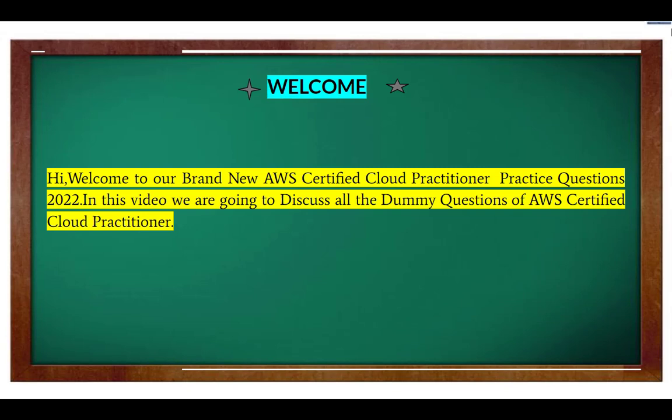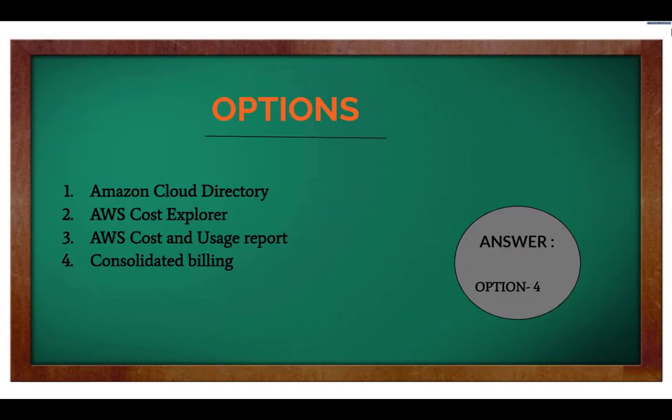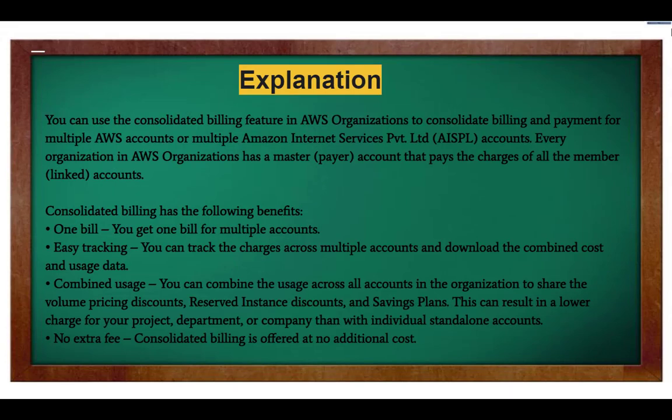And let's get started. Question 21. Which AWS service or feature allows a company to receive a single monthly AWS bill when using multiple AWS accounts? Now here are the options. Option 1. Amazon Cloud Directory. Option 2. AWS Cost Explorer. Option 3. AWS Cost and Usage Report. Option 4. Consolidated Billing. And the right answer is Option 4.